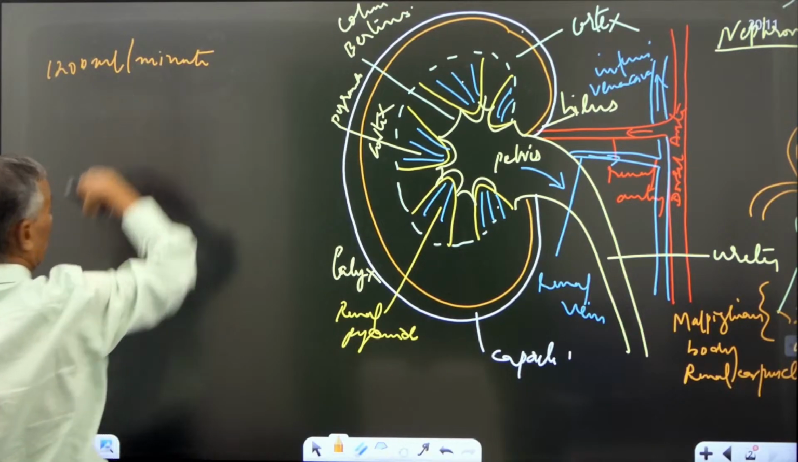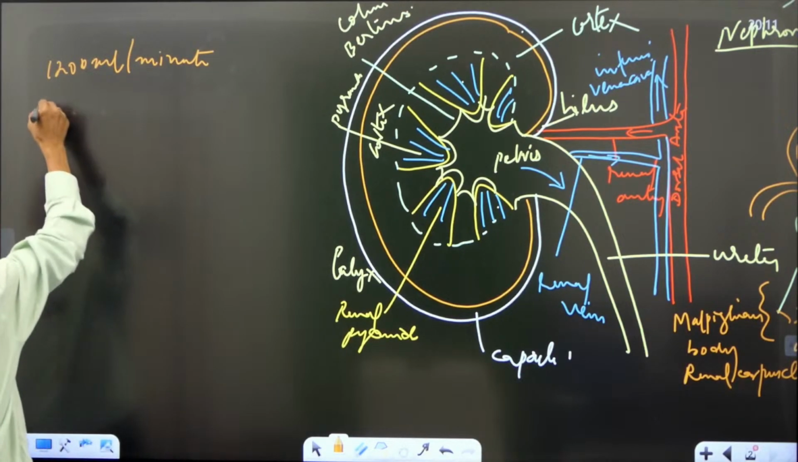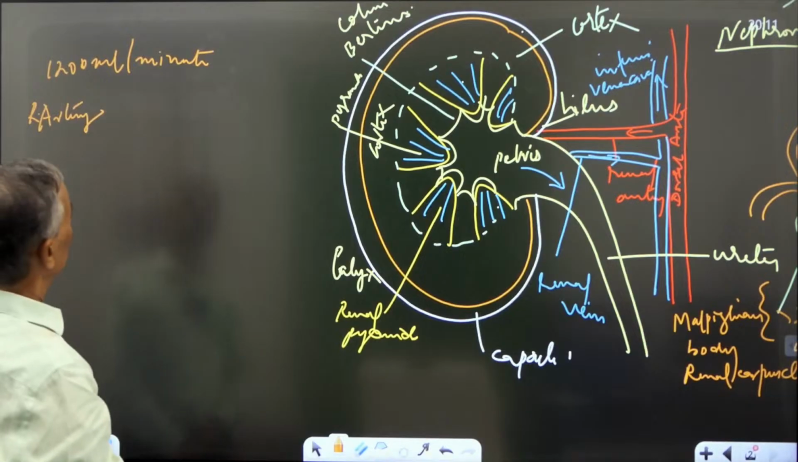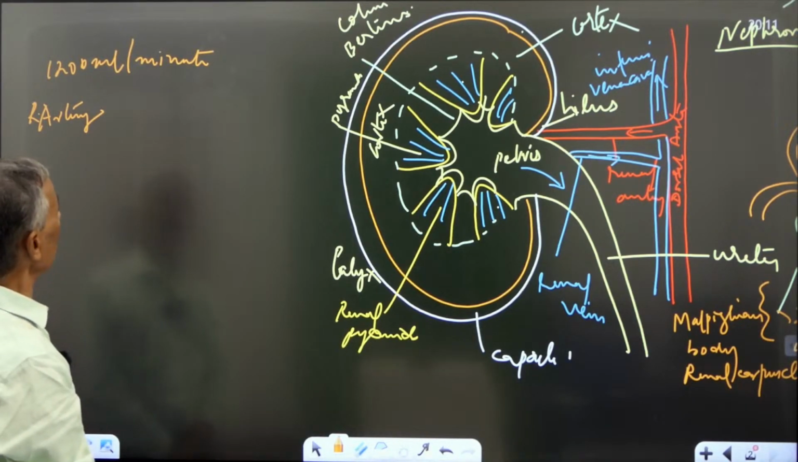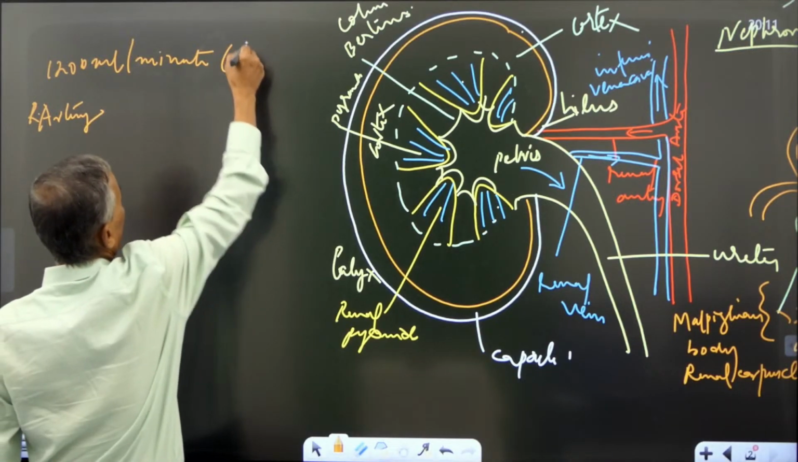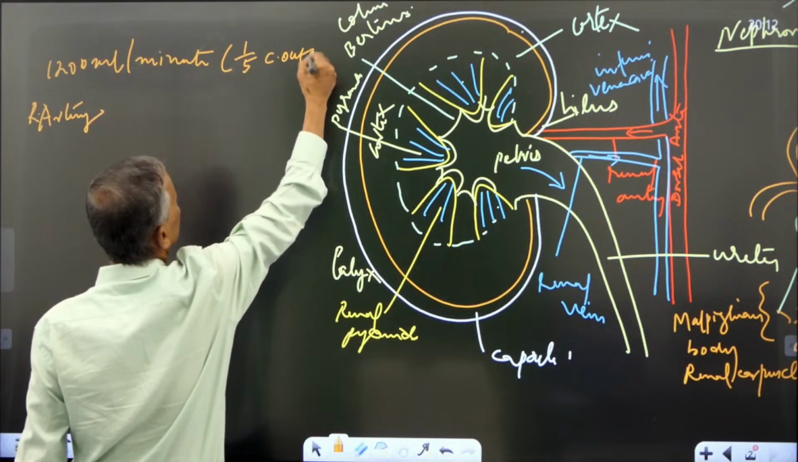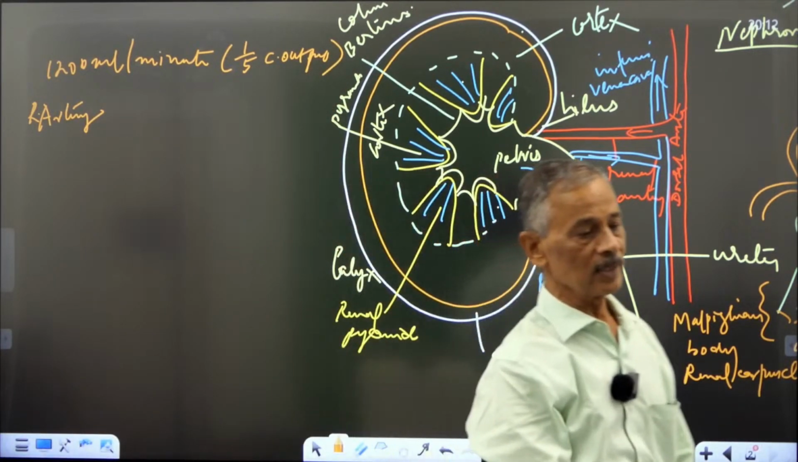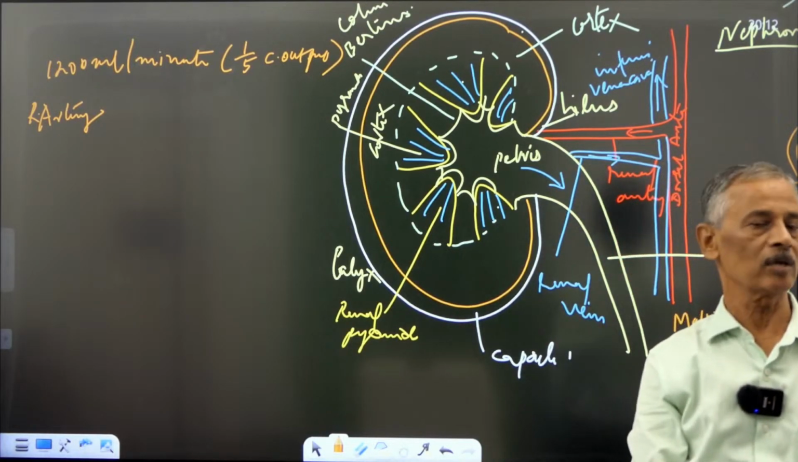Who is bringing blood? Blood is brought by the renal artery. The renal artery brings blood at the rate of about 1100 to 1200 ml per minute, which is about 1/5 of the cardiac output. So the kidney is receiving 1/5 of the blood pumped by the ventricle per minute.